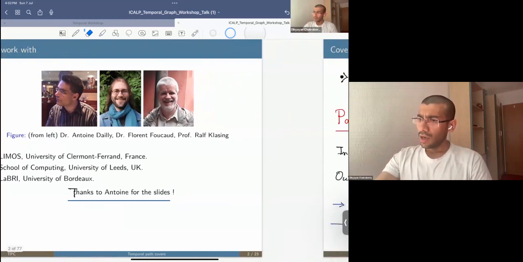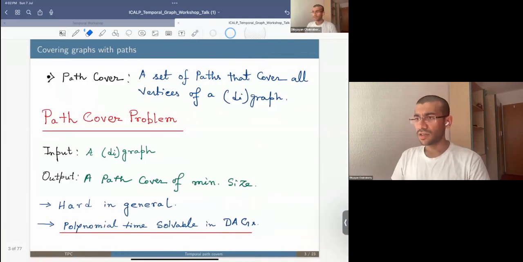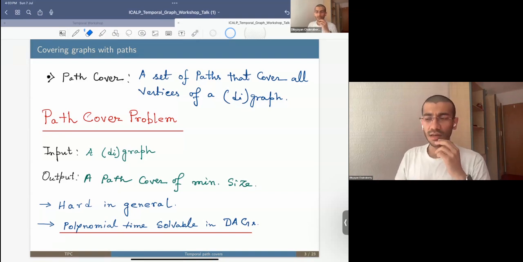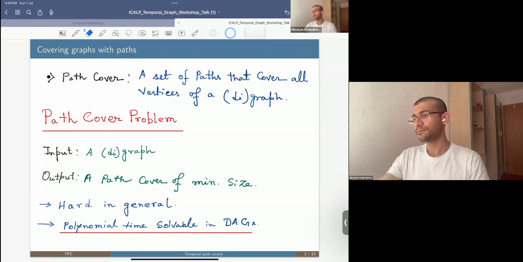So yeah, let's start with the problem setting. We have the path cover problem. So what is a path cover? It is a set of paths that cover all vertices of a graph or a diagram. Now, the path cover problem asks, given a graph or a diagram as input, to find the path cover of minimum size. Of course, this is a hard problem in general, but it is polynomial time solvable in directed acyclic graphs. And that is kind of the starting point of this work.